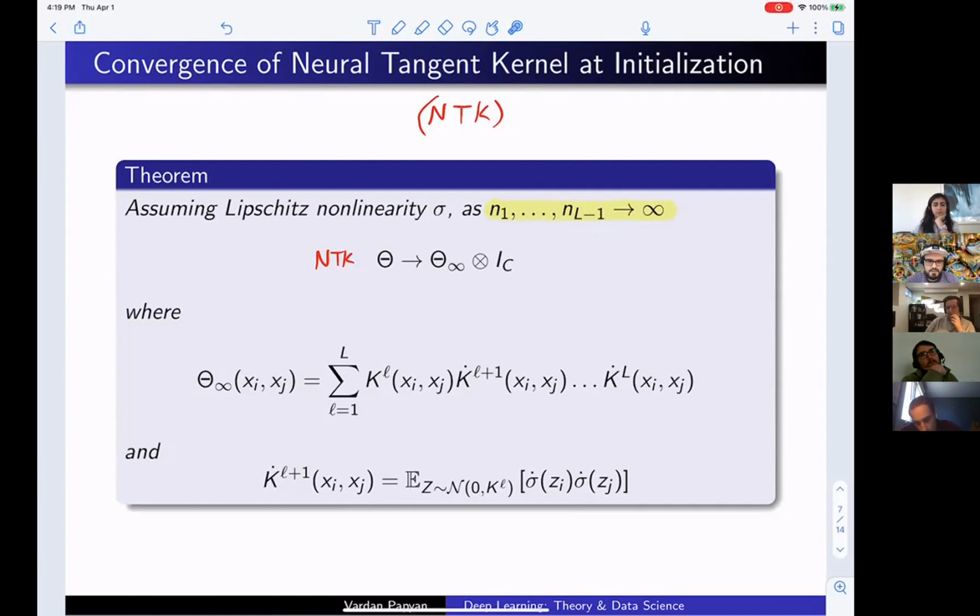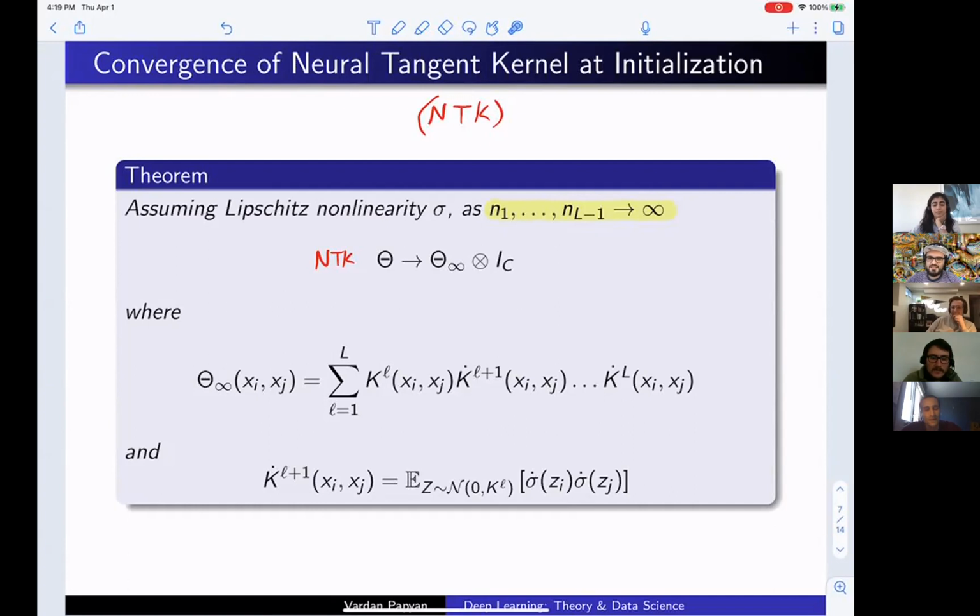What does this statement mean to you, if anything? NTK has a well-defined limit as width goes to infinity. Yeah, exactly. That's what it means.